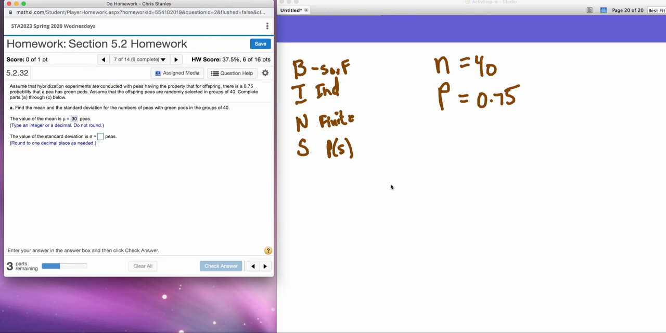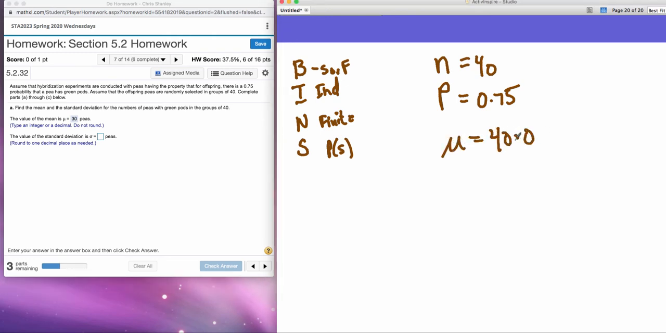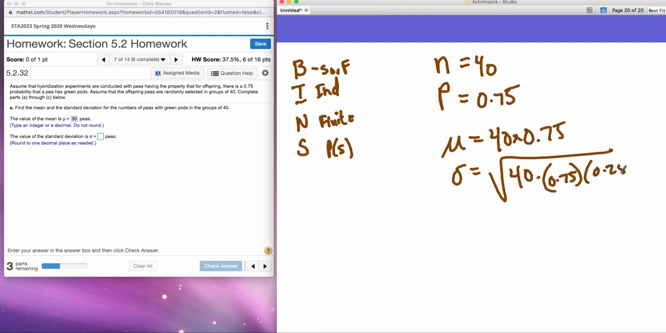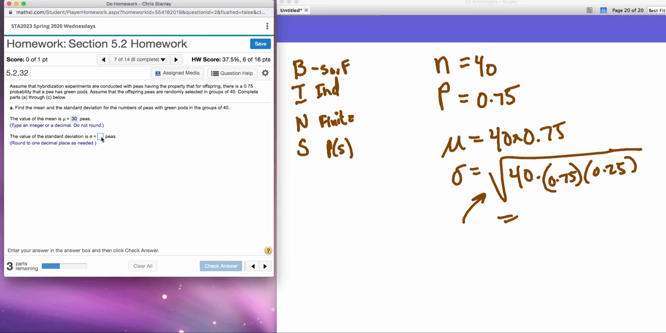The standard deviation, I'm doing this. To find the mean, which we call mu, I just did 40 times 0.75. For standard deviation, I'm going to do 40 times p, which is 0.75, and then q, which is 0.25. So I'm figuring this out right now. We get 2.89, 2.9.